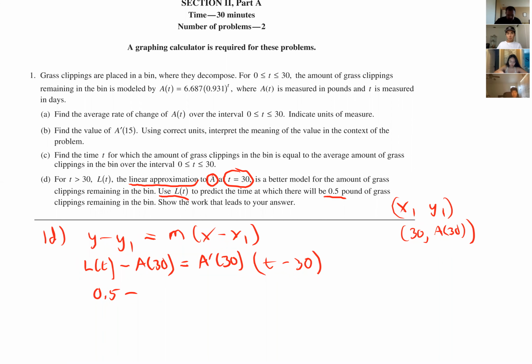A of 30, you just plug 30 into this function up here for A. So when you plug 30 into that, I'll just leave it as 6.687 times 0.931 to the 30 equals. Then we need to find the slope. So you would do this on your calculator. This one wouldn't be on your AP test because it doesn't require a calculator. I mean, there might be a problem like this, but this specific part would not be on there. It would probably give you the slope if it was to do this same type of problem.